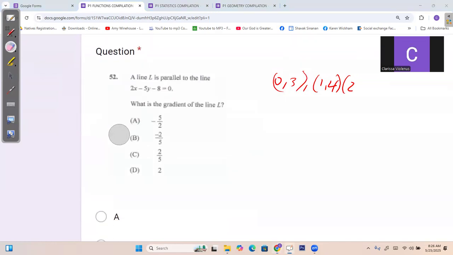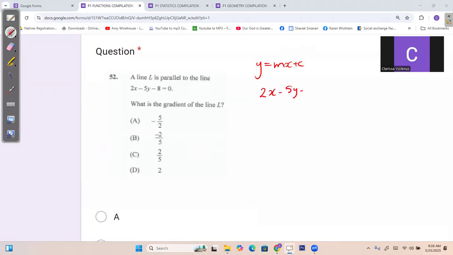So it says a line is this and the gradient is L. But when you look at the line, it's not in the normal form. It's not the general equation of a straight line, which is y is equal to mx plus c. So we've got to make it look like that. We can start off with the equation as it is, which is 2x minus 5y minus 8 is equal to 0. So everybody's got to go over: the 8 has got to go over, the 2x has got to go over.